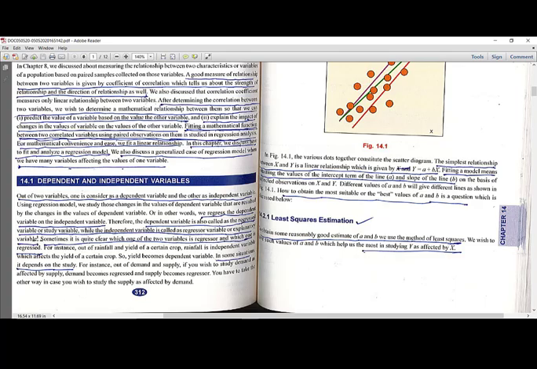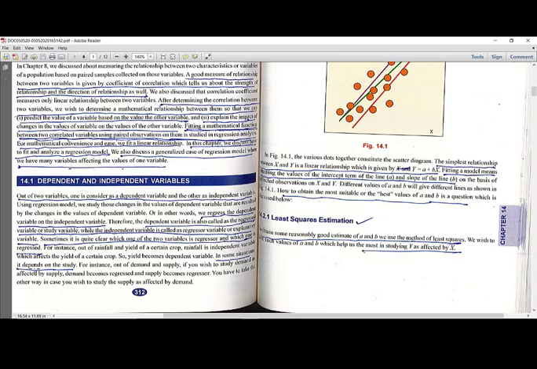Suppose we have two variables, x and y. If x is the independent variable and y is the dependent variable, then y is a function of x. Sometimes it is quite clear which one of the two variables is regressor and which one is regressed. For instance, out of rainfall and yield of a certain crop, rainfall is the independent variable which affects the yield of a certain crop. So yield becomes the dependent variable.